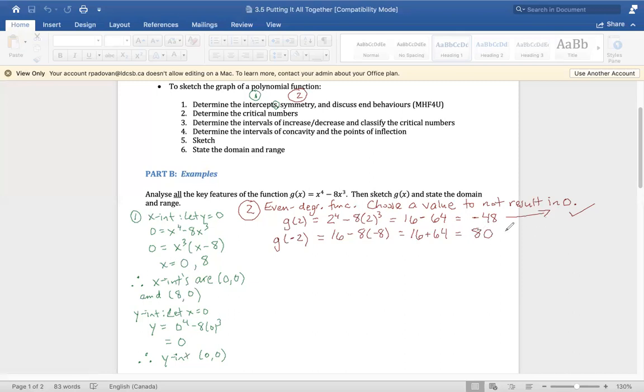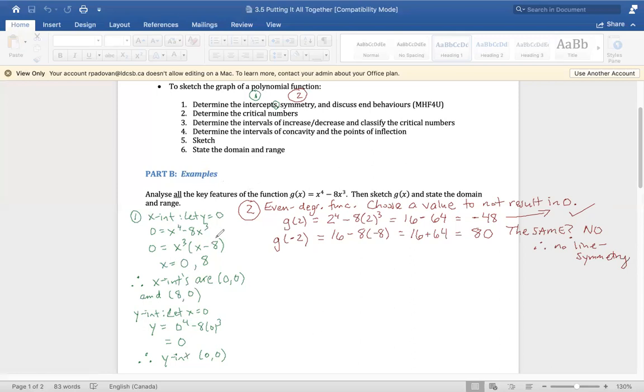So are they the same? Are these values the same is what you want to look at. No, they're not the same. So that means I don't have any line symmetry about the y-axis. And we'll come back and revisit that when we graph it and make sure that it's not there. So therefore, no line symmetry along the y-axis.